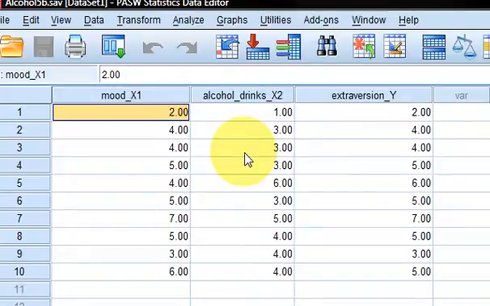Okay, hello and welcome to a new tutorial on multiple regressions in SPSS. As always, pause it and copy out the values that you have in front of you if you want to be doing this while I'm talking.